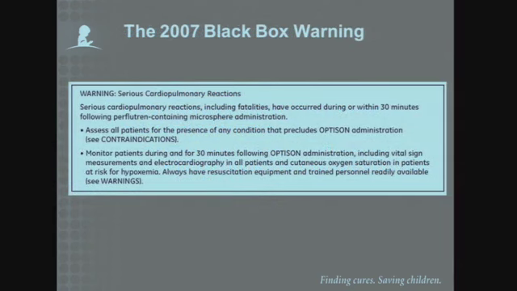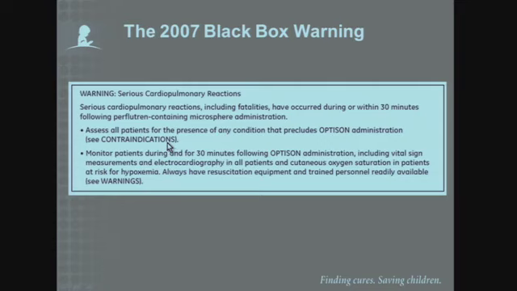So in 2007, the first black box warning was issued in response to 4 deaths and about 190 serious cardiopulmonary reactions that were temporally related to the administration of ultrasound contrast agent, but not clearly causally related to these agents. And these were all in adult cardiology patients. Based on these events, the FDA issued this warning that all patients should be assessed for the presence of underlying conditions that precluded the use of these contrast agents.